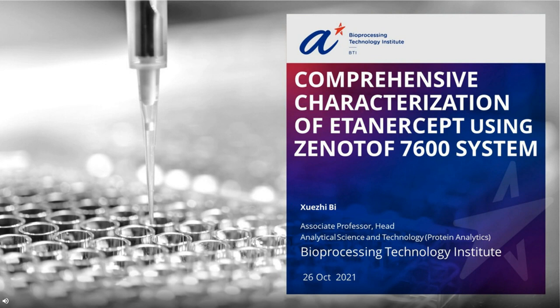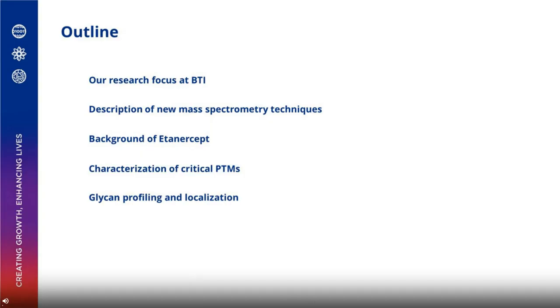I would be happy to present our experience of using the new ZenoTOF 7600 for the comprehensive characterization of a fusion protein, Etanercept. So this is the outline. I will briefly introduce our Institute, BTI, and the innovative ZenoTOF MS. Then I will introduce the background of Etanercept and use the new mass spec to characterize its critical PTMs and glycan profiling.